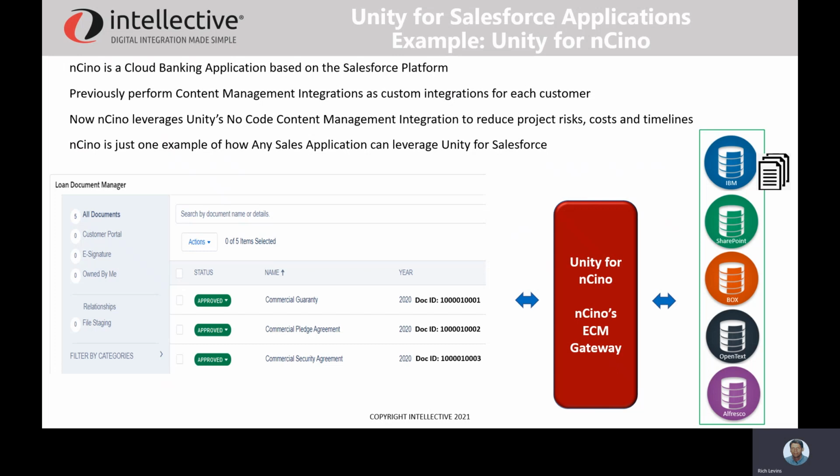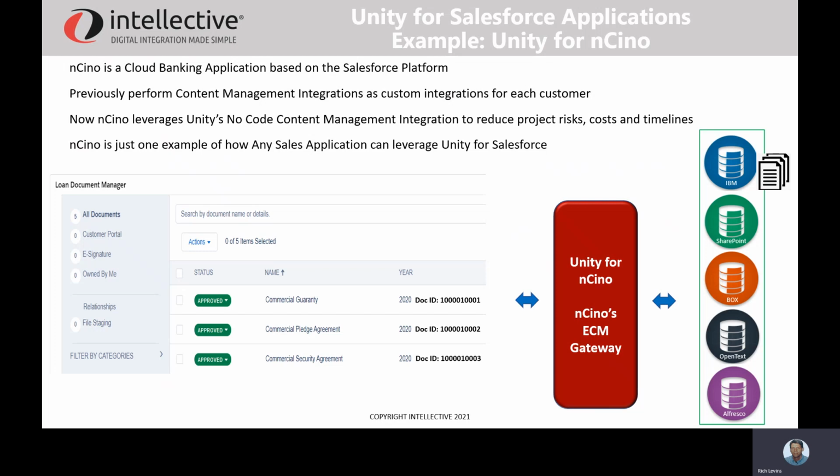Unity for Salesforce applications, an example, Unity for Encino. Encino is a cloud banking application based on the Salesforce platform, and previously they were performing content management integrations to multiple ECMs using custom integrations for each customer. Now Encino leverages Unity's no-code content management integration platform to reduce project costs, risks, and timelines. But Encino is just one example of how any Salesforce application can leverage Unity for Salesforce.